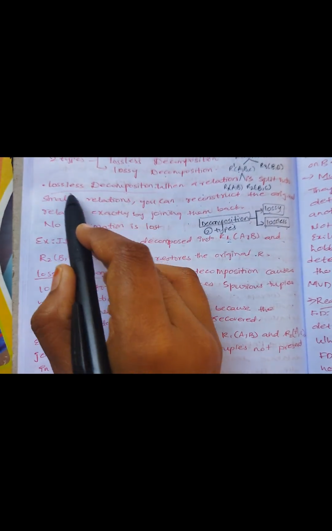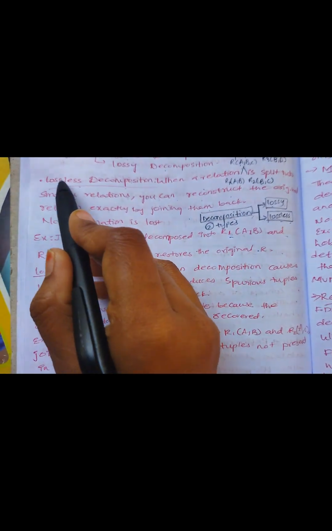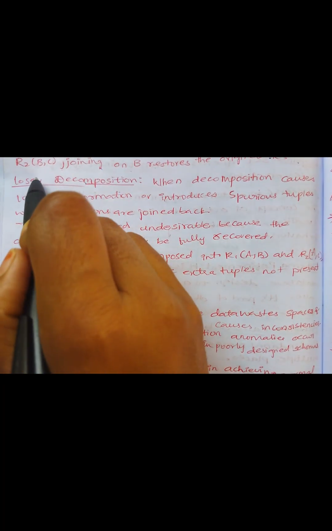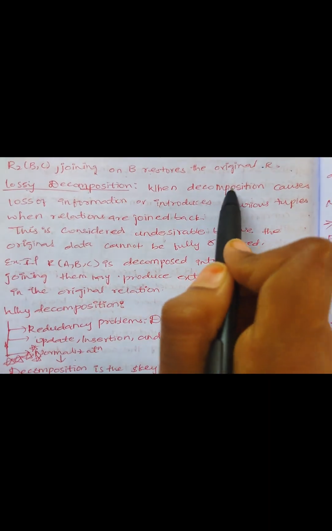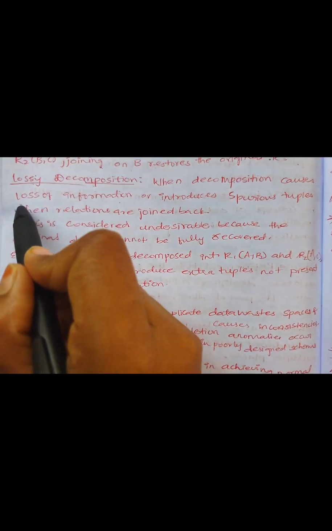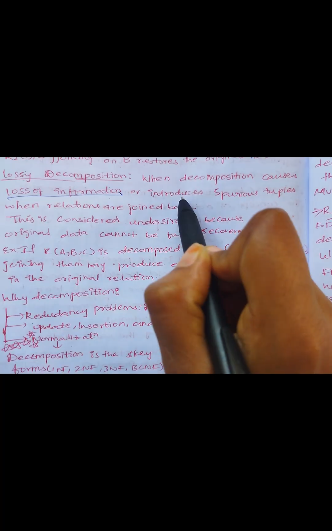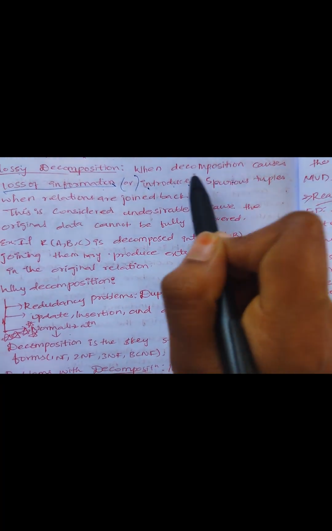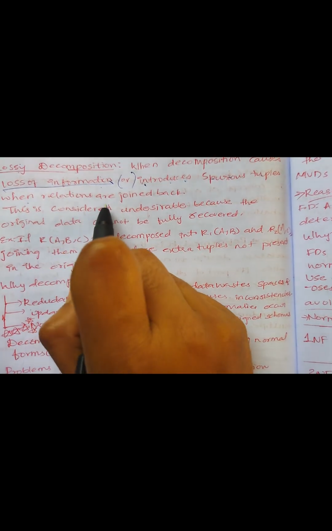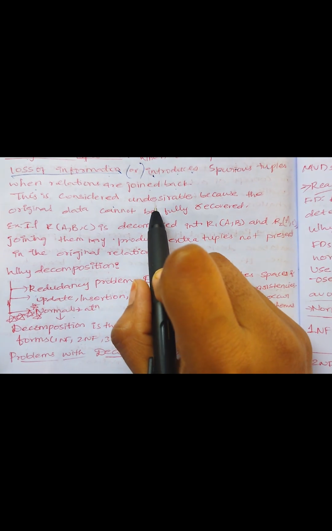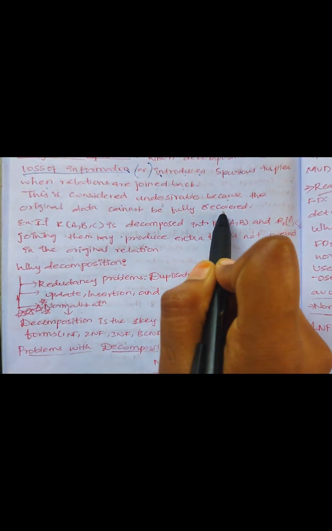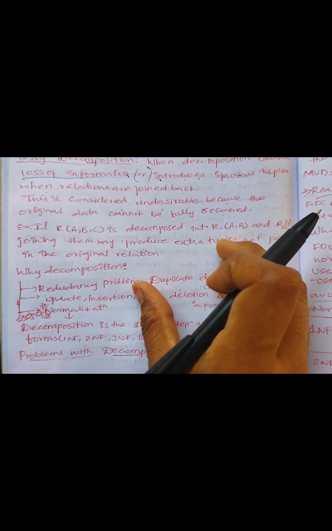The name itself explains lossless decomposition: loss is less, so it is known as lossless decomposition. Lossy decomposition contains loss. When decomposition causes a loss of information, it introduces spurious tuples when relations are joined back. This is considered undesirable because the original data cannot be fully recovered after dividing the tables.